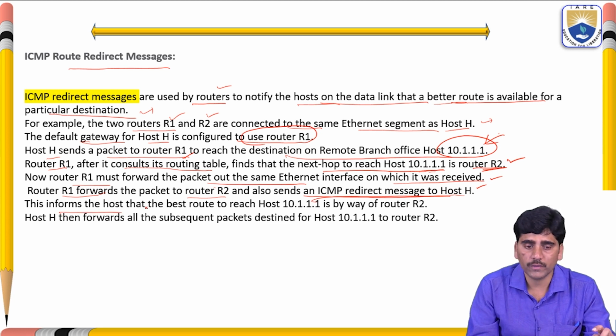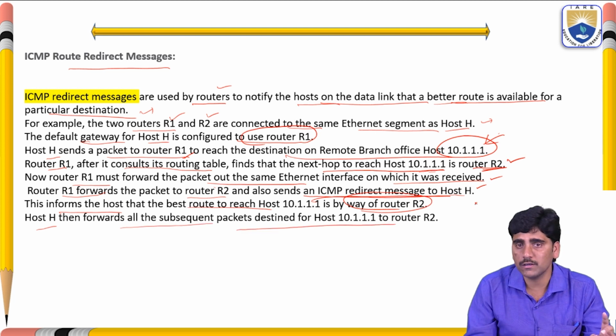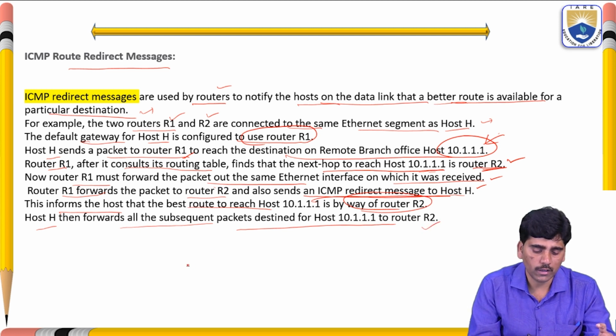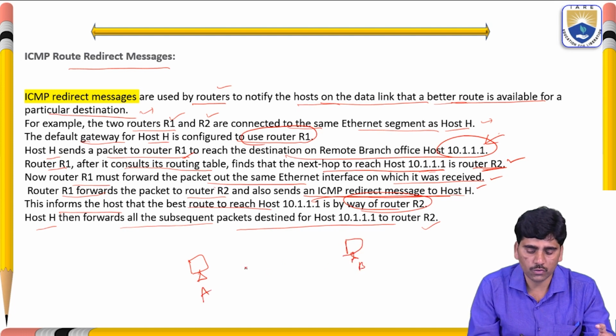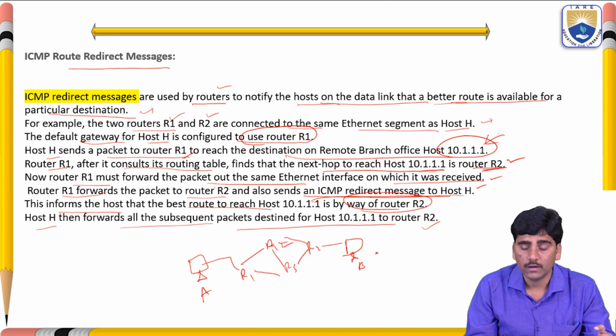This informs the host that the best route to reach 10.1.1.1 is by way of router R2. So host H then forwards all the subsequent packets destined for 10.1.1.1 to router R2. Here the source address is A and the destination address is B. So this data has to be transmitted across R1, R2, R3, R4. Which route is available for the best transmission?